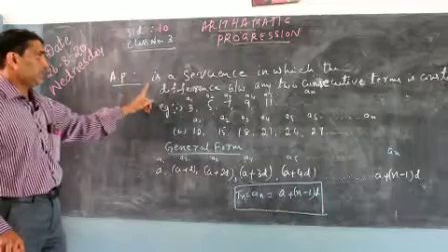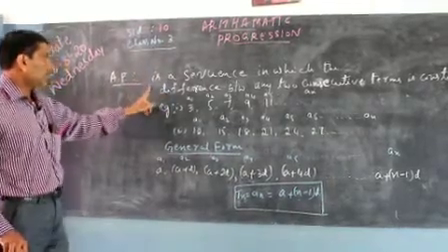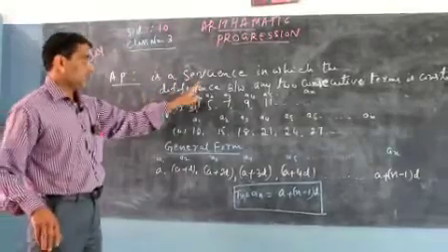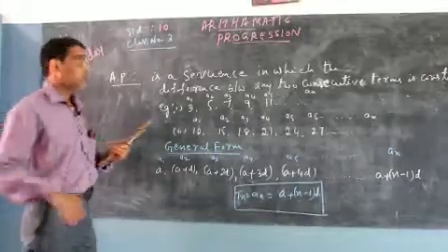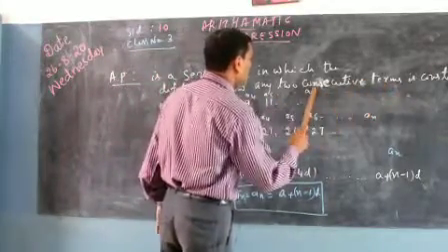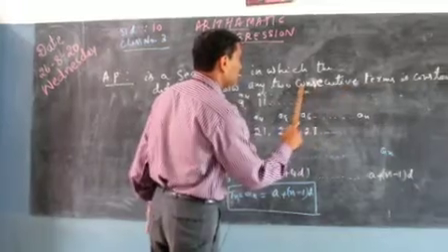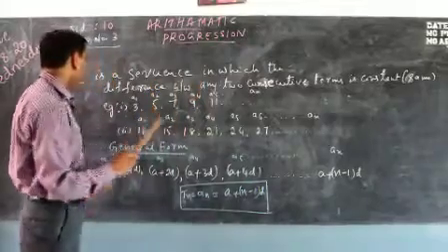See, I gave the definition. All of you must write all this in the classwork. What is an arithmetic progression? An arithmetic progression is a sequence in which the difference between any two consecutive terms is constant. What is the meaning of consecutive? Consecutive means continuous terms.